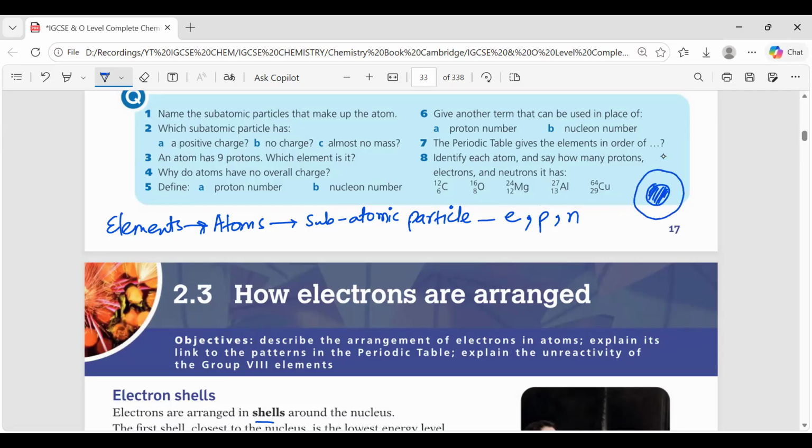The electrons are present in the shells. The electrons always reside in the shells. But in the center, the nucleus, you have protons and neutrons. Protons and neutrons are always present in the nucleus.